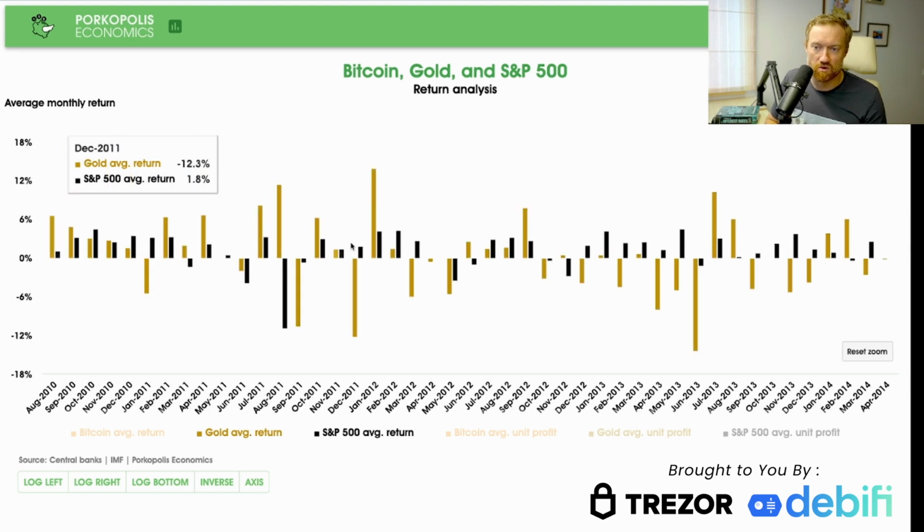You can see that there are just more downward candles. These are all percent returns now. We're only looking at the left axis. Compared to stocks, there are more down months with gold. So, it just depends on how you want to look at it.